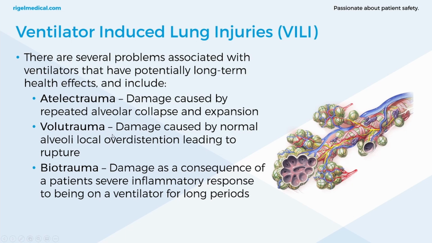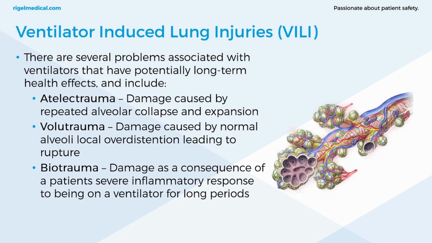Then you've got volutrauma. This is damage caused by normal alveoli, local overdistension, leading to rupture. So for instance, if a ventilator pressure value was higher than its set value, this could lead to volutrauma. Then you've got biotrauma. This is damage as a consequence of a patient's severe inflammatory response to being on a ventilator for long periods of time.